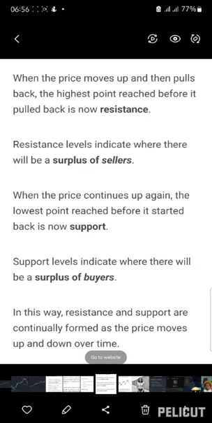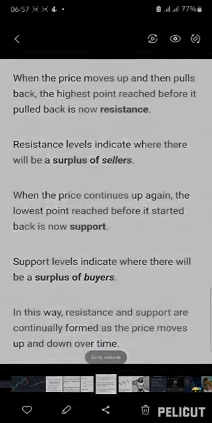Support levels indicate where there will be a surplus of buyers. Just like I told you, support levels are demand zones where you see buyers, a lot of buyers. So in this way, resistance and support are continually formed as the price moves up and down over time. I hope with this written explanation you have understood all I have been trying to say all this while.